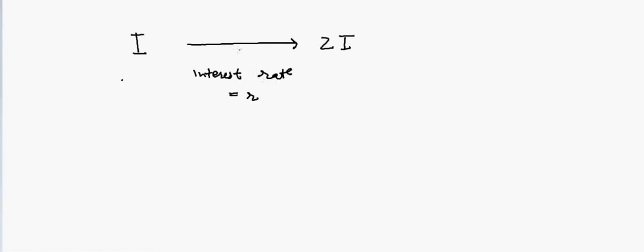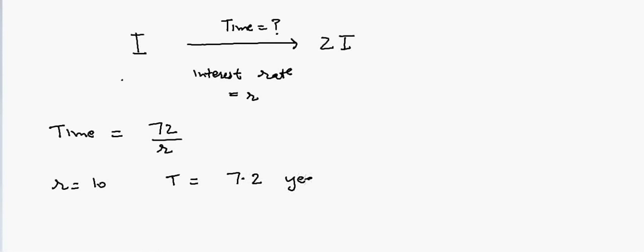Let me start. Suppose we have an investment of I and we want this investment to grow to 2I. So we want our investment to double, and the interest rate in the market is equal to R. We want to know how much time it will take for this investment to double. There are certain ways to calculate this, but if you use this trick, the approximate time can be calculated very easily, and the time will be equal to 72 divided by R. For example, if the rate is 10, then time will be equal to 7.2 years. If the rate is 20, then time will be equal to 3.6 years.